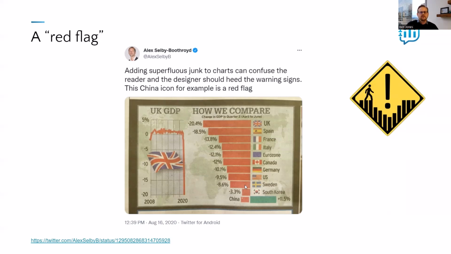And what happens when we get to the bottom here? Well, the flag switches sides as the value goes from negative to positive, but the red Chinese flag here seems to be one of the bars in the line, doesn't it? And what I love about it is Alex called it a red flag. So there's a double meaning there, clearly, which I really appreciate. So kudos to you, Alex.